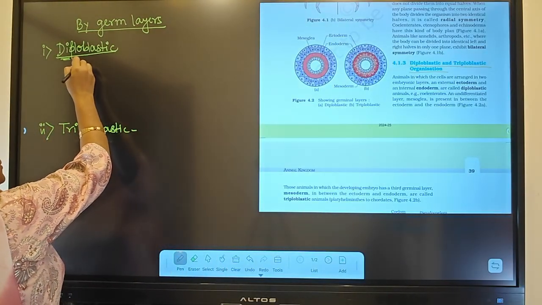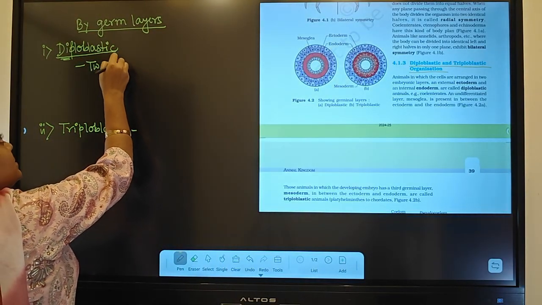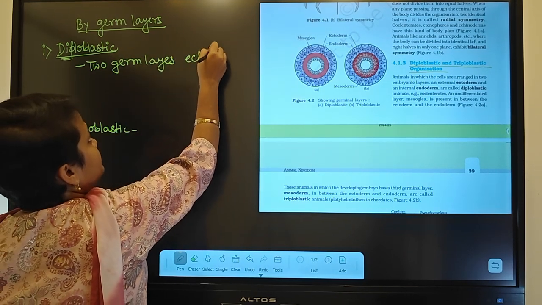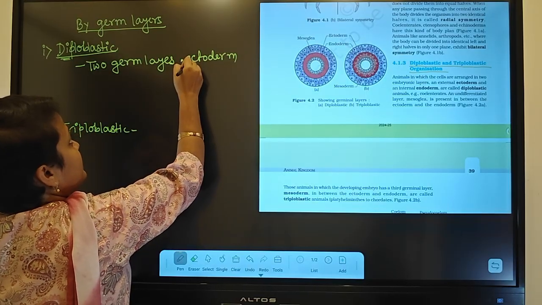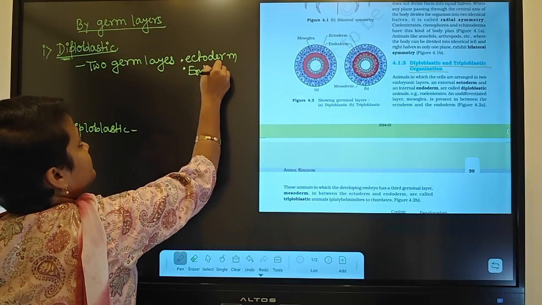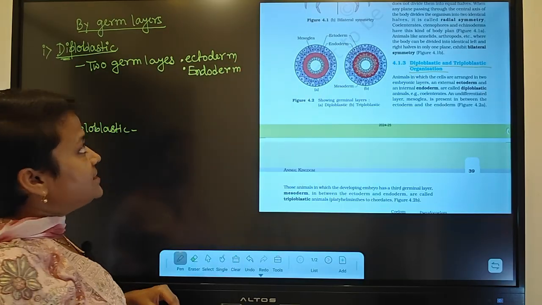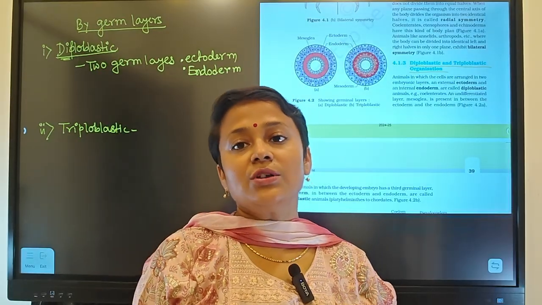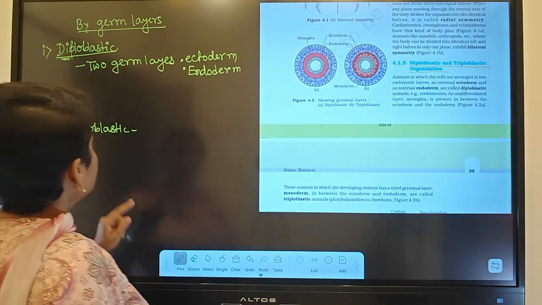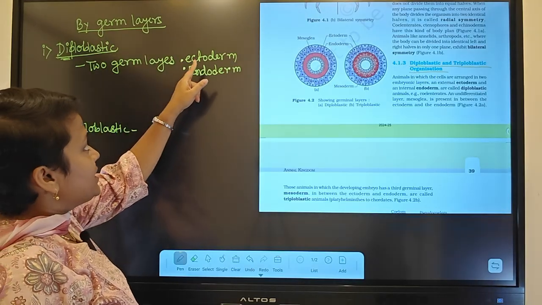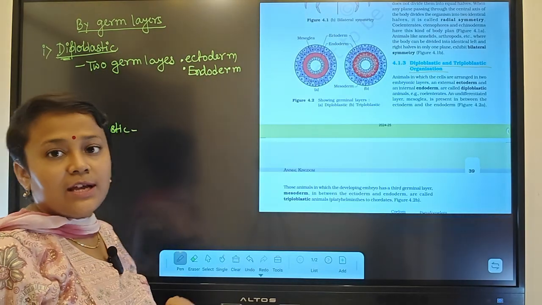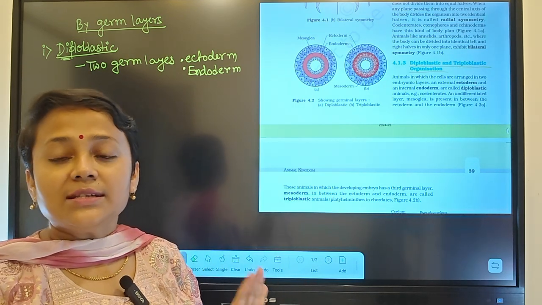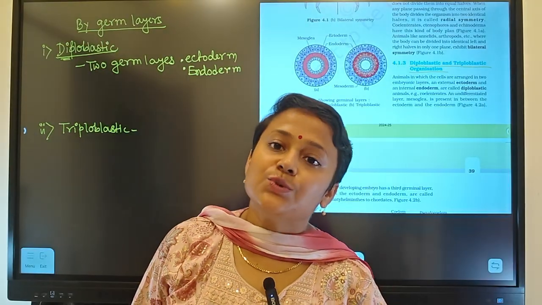So there will be two germ layers, ectoderm and endoderm. From these layers of cells, all the organs, tissues or cells will develop. In between the ectoderm and endoderm, there will be no cell layer. There will be a jelly-like substance present, and this jelly-like substance is called mesoglea.